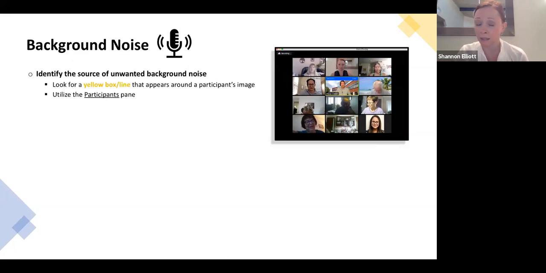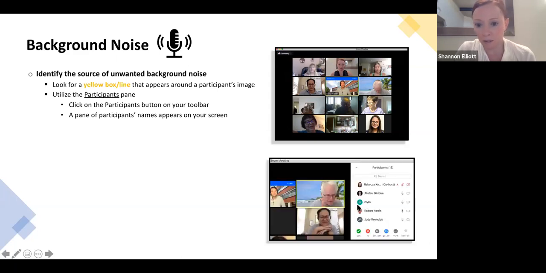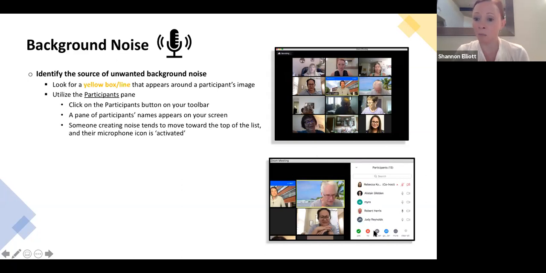You can also utilize what's called the participants pane, which is a feature on Zoom that we use. So what I'd like you to do is to hover over your screen, and you'll see down by the chat option, there's something called a participants button. And if you click on that, here is a screenshot of what the participants pane looks like on the side. So it's basically a listing of all the names of people who are in your Zoom meeting at the time. And when someone is creating noise, the list shifts, and they tend to move toward the top of the list, and then their microphone icon is activated.